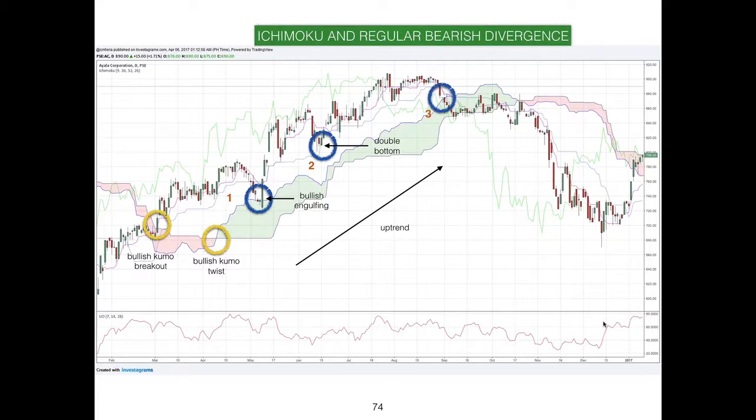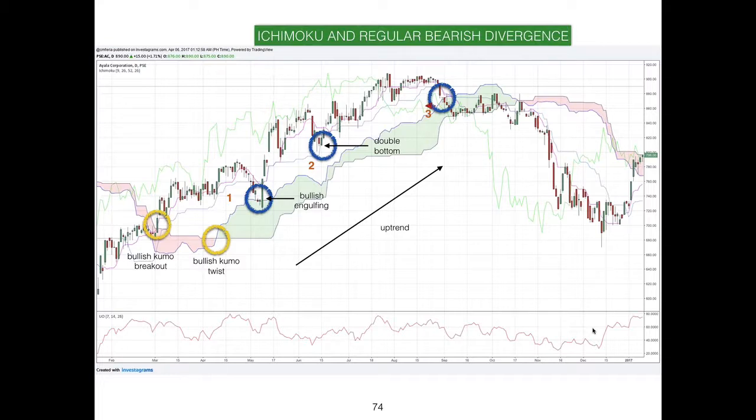Now at the third attempt, price was able to break below the Kijun-sen. So the third attempt to break down was successful. However, it bounced on top of the Kumo, but was not able to survive for a long period of time. It immediately broke below the Kumo.